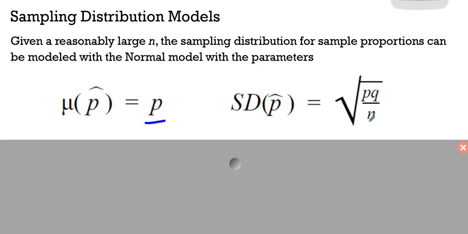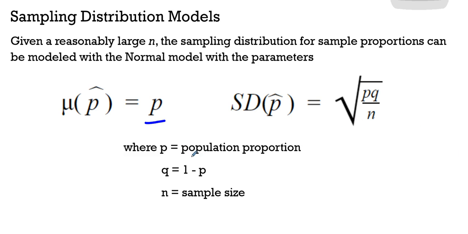The standard deviation can be found by taking p times q, dividing it by the sample size, which was either 10 or 100 or 1,000, and then taking the square root of that. Just as a reminder, p is our population proportion. Anytime we have just plain old p, it's the proportion for the population, as p hat is for the sample. q is just the complement of p, because we've been using that right along, and n is our sample size.